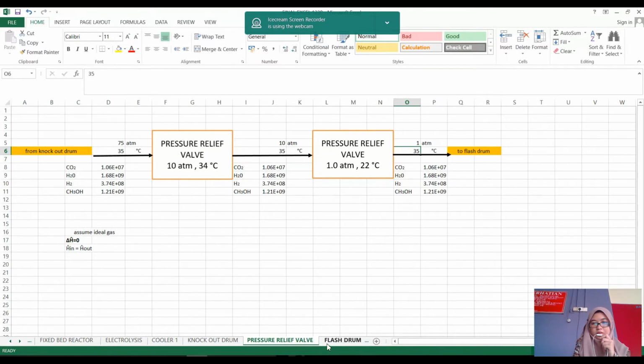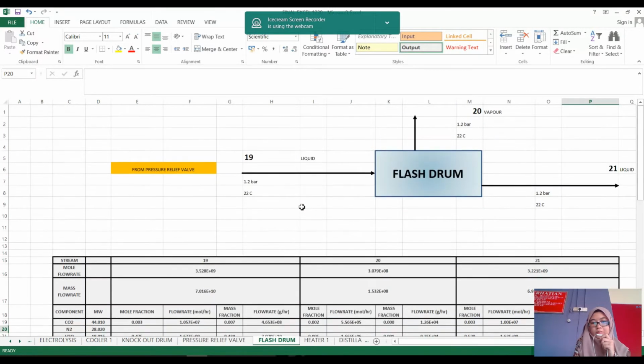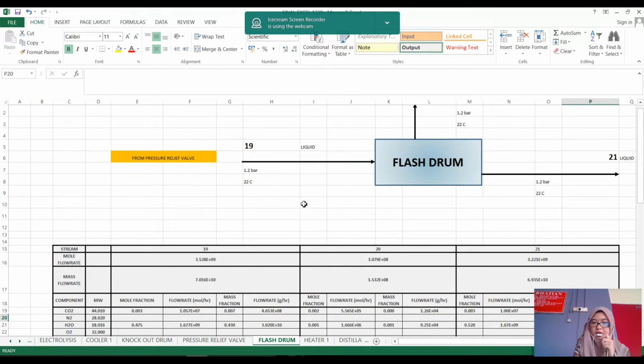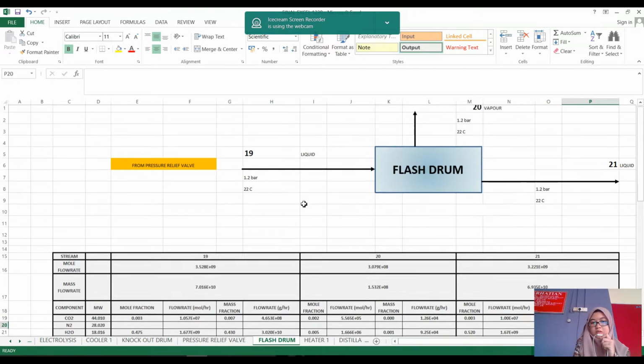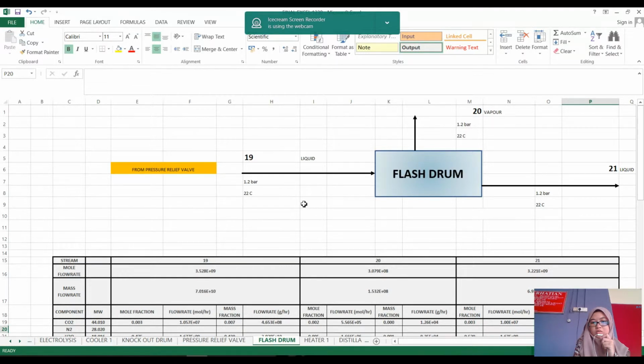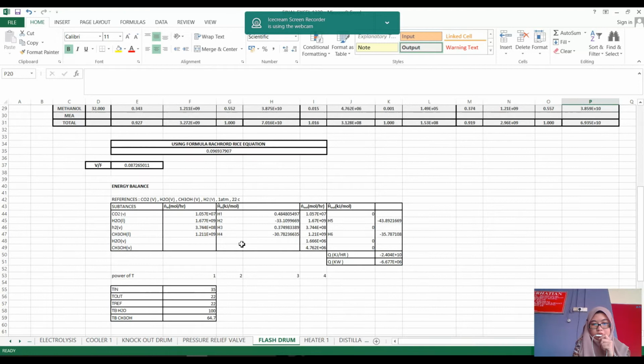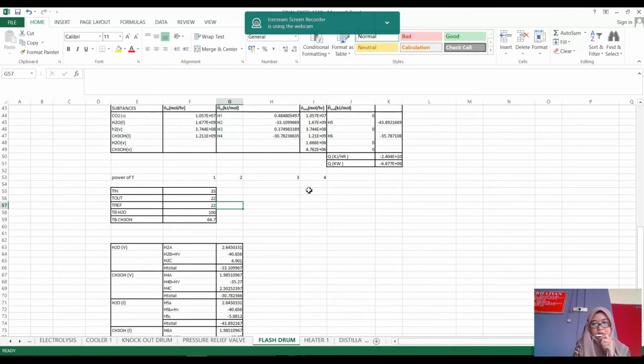After the valve, it will enter the flash drum, which is the same as the knockout drum, which is to separate liquid and vapor. So here we got the heat is also negative, which means it is an exothermic reaction, so it releases heat.